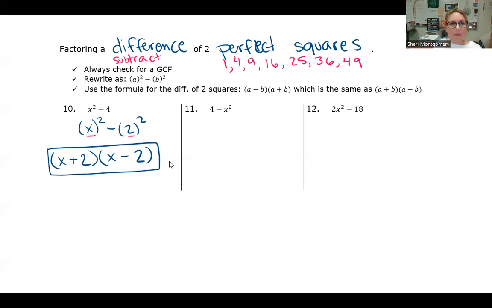Question 11. We have a difference. Are those both perfect squares? Yeah, of course they are, because we just use the same values. And so we can rewrite it. That's 2 squared, and that's x squared. I'm going to have two sets of parentheses. Again, it doesn't matter which order you put the plus and the minus, so I just switched it because it doesn't matter. Now I'm going to put the same values in, and they have to be in that position. So the 2 has to be first, and the x has to be second.